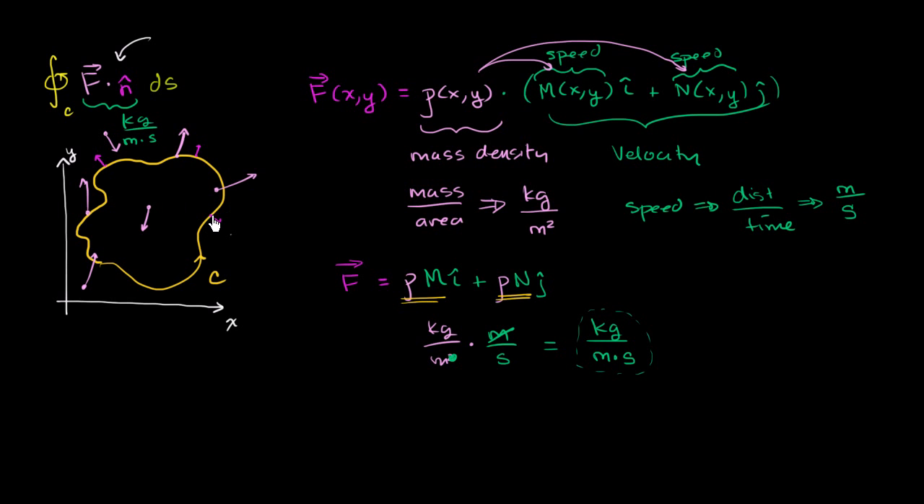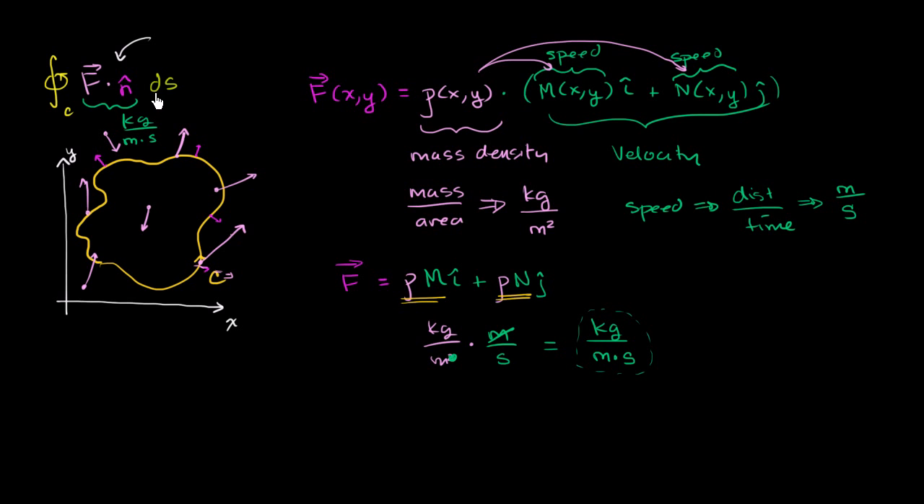And then, so let me make this very clear. Let's say we're focusing on this point right over here. F looks like that. Its magnitude, the length of that vector, is going to be in kilograms per meter second. Then we have a normal vector right over there. And when you take the dot product, you're essentially saying, what's the magnitude that's going in the normal direction? So essentially, what's the magnitude of that vector right over there? It's going to be in kilograms per meter second.